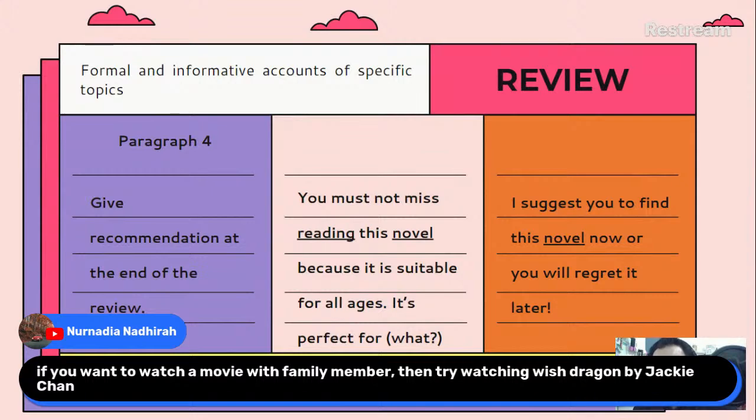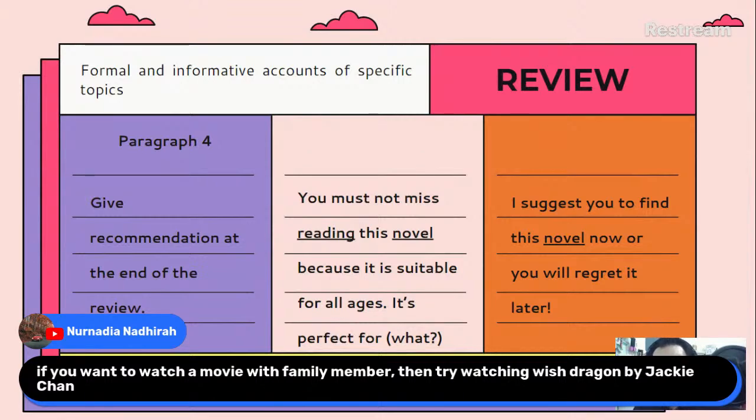Is perfect to be watched with family members. Okay, because it's perfect to be watched with family members during weekends, for example, or during school holidays. I suggest you to find this movie in an online stream website, or buy the DVD now, or you will regret it later. As simple as that.